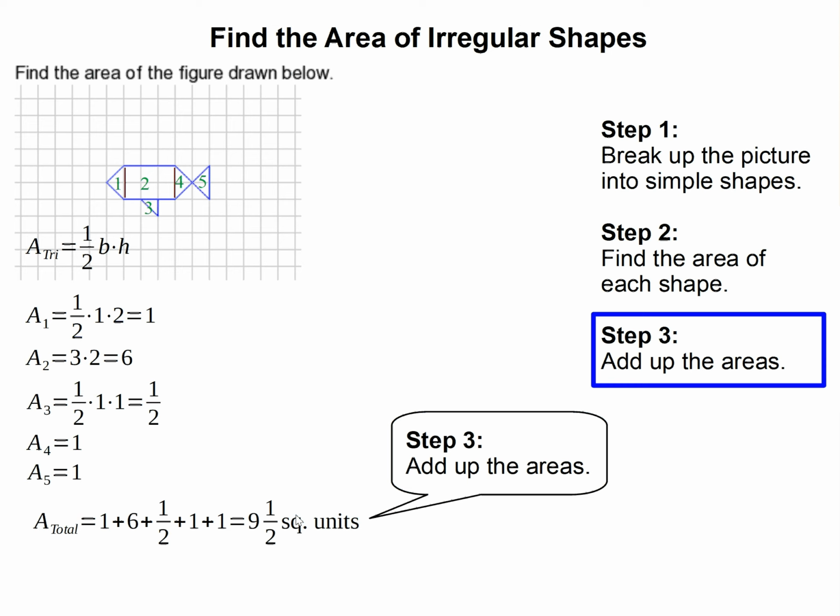If you don't like to write the word square here, you could write the little 2 raised above right here. No problem, either way is fine. Okay, and that completes our problem.